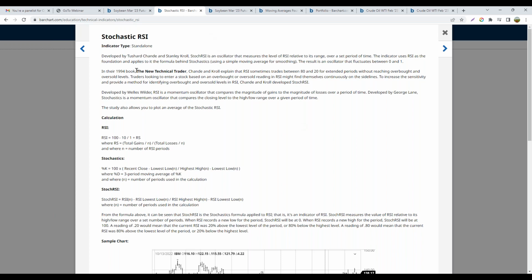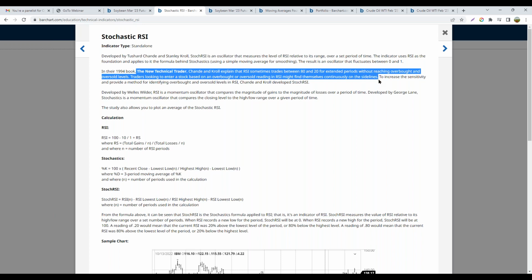So in the book, New Technical Traders, Chande and Kroll explained that the RSI sometimes will stay between 20 and 80. In other words, you don't really get an overbought or oversold signal in the RSI. And that might leave you on the sidelines until you get those signals. So they created this system that is going to be a little bit more sensitive to price movement and help us identify overbought and oversold levels based on the RSI.